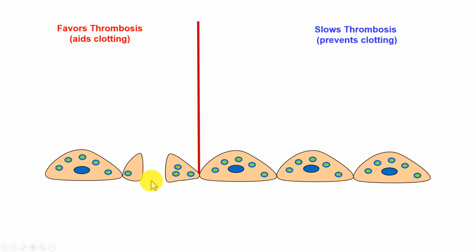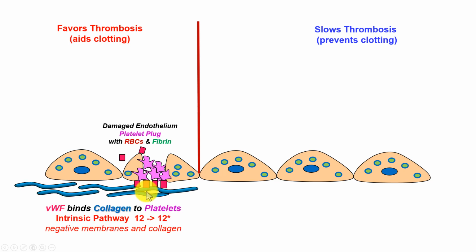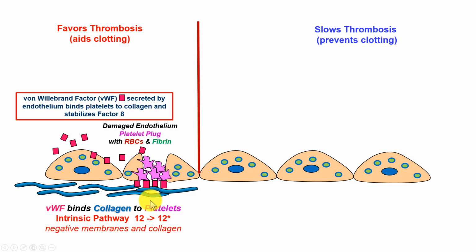And if we have a damaged endothelium here, and we get a platelet plug, then the platelet plug binds via von Willebrand factor to the collagen, and that also stabilizes factor 8. The von Willebrand factor circulating stabilizes factor 8. Then red blood cells come along, and then fibrin is added as well as part of the intrinsic pathway gets started, and that is the activation of 12 to 12 active, 12a. And that occurs because of interaction with negative membranes and negatively charged collagen of that blood plasma protein.